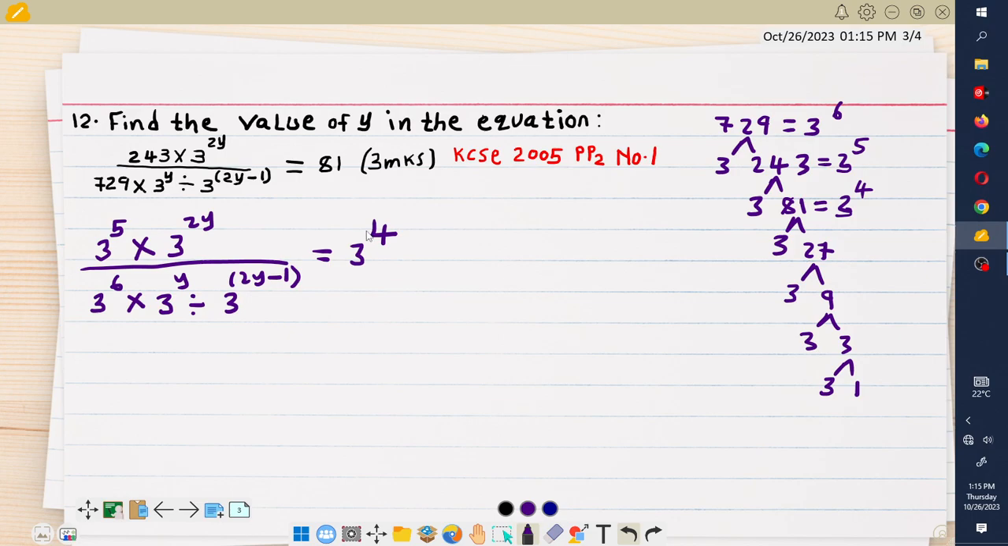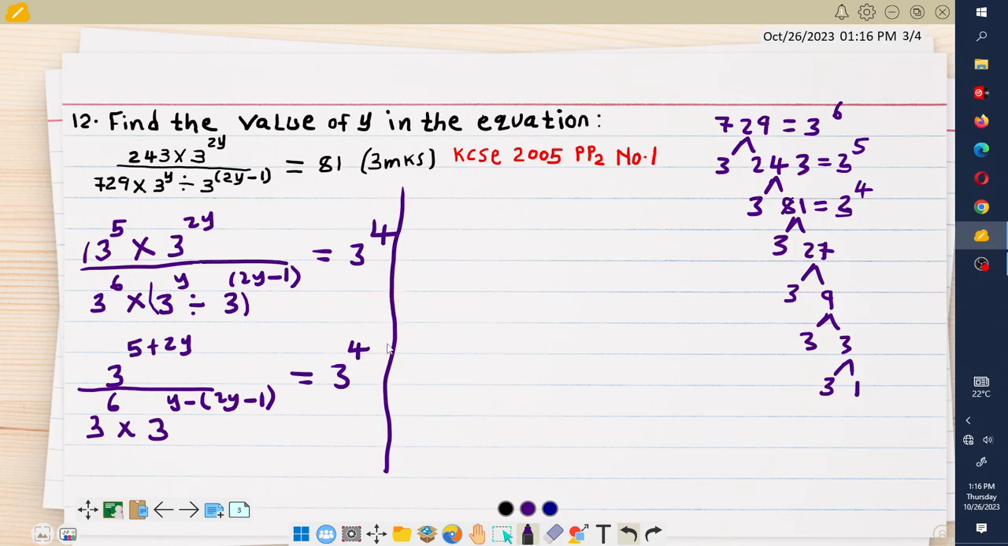Then we can start applying the laws of indices. So the first thing I'm going to do, I'm going to apply a law on the numerator. So whenever you multiply, you have to add the powers. So on the numerator, I'm going to have 3 to the power of 5 plus 2y, because I'm simply adding those powers. Then divided by 3 to the power of 6, then multiplied by 3 to the power of y, and when you divide, you subtract the powers, so minus the bracket 2y minus 1. Then this is equal to 3 to the power of 4.